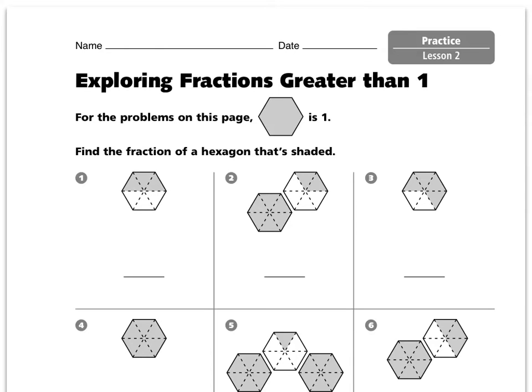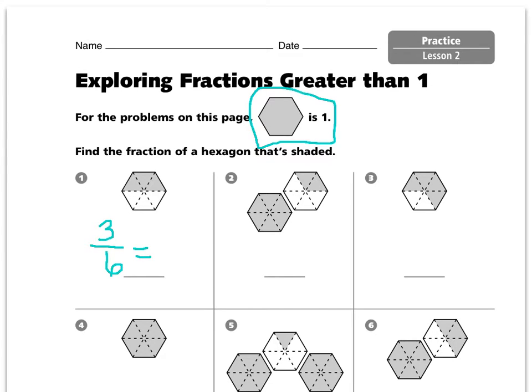Let's look at Chapter 7, Lesson 2, Practice, Exploring Fractions Greater than 1. For the problems on this page, 1 hexagon is 1. So let's look at number 1, and I have it cut up into 6 pieces. So I know that my denominator is 6, and 3 pieces are shaded.